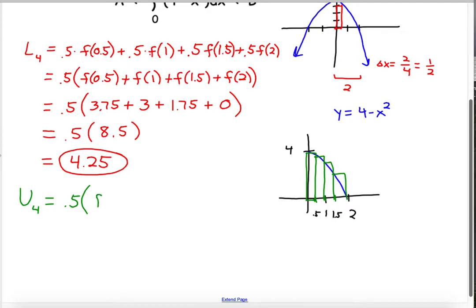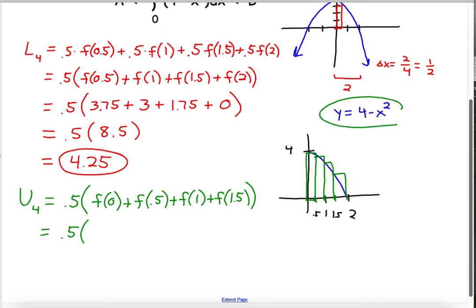So I'm going to do the first subinterval, I'm going to evaluate at 0. The second one from 0.5 to 1, I want to evaluate at 0.5. And then the next subinterval from 1 to 1.5, I'm going to evaluate it at 1. And the last subinterval, I want to evaluate at 1.5. Alright, well, I already calculated most of these numbers. I didn't do f of 0. So f of 0 plugged into this function gives me 4.